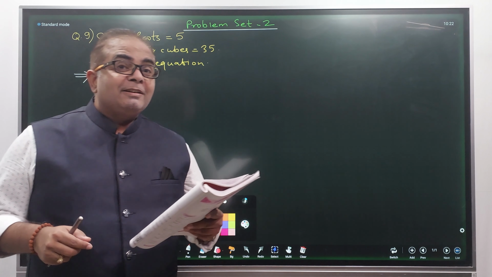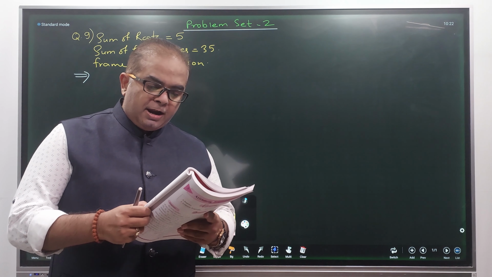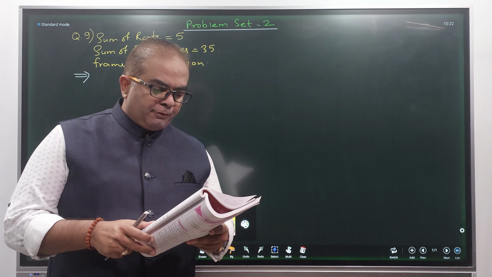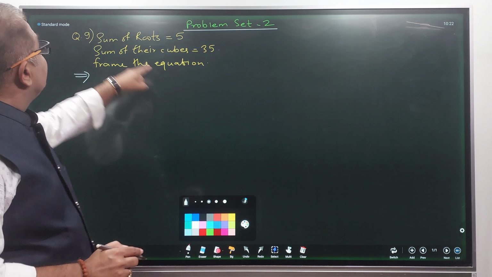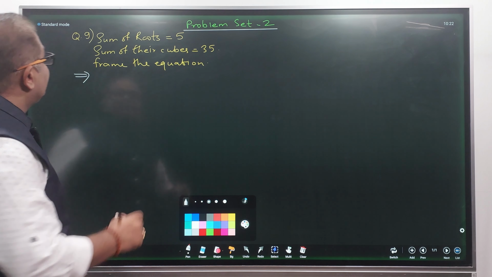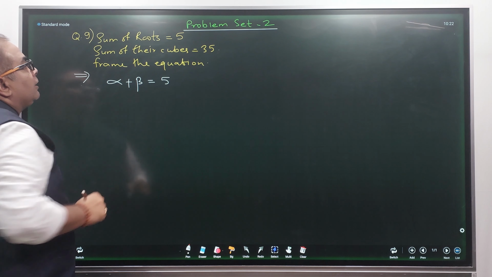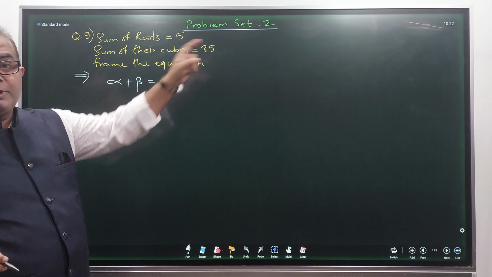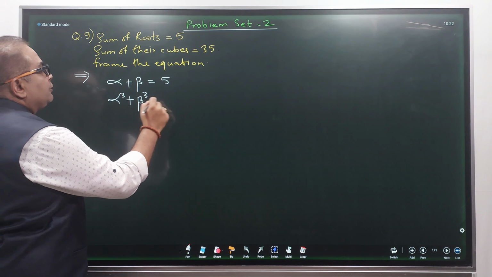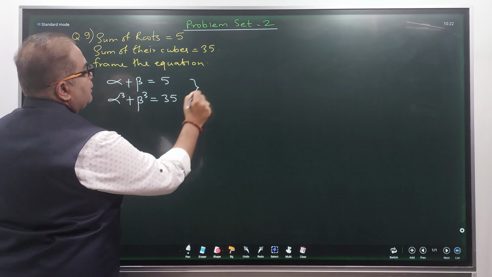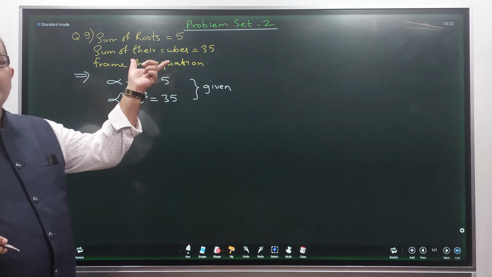Now example number 9. The sum of two roots of a quadratic equation is 5 and the sum of their cubes is 35. Find the equation. Okay. Sum of roots is 5 means alpha plus beta is equal to 5. Sum of their cubes is 35. Sum of cubes means alpha cube plus beta cube is equal to 35. This is given to us. Okay, we have to find the equation.